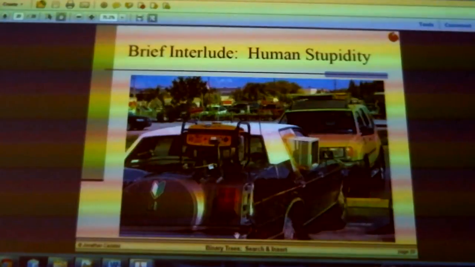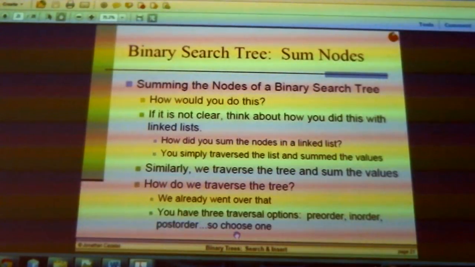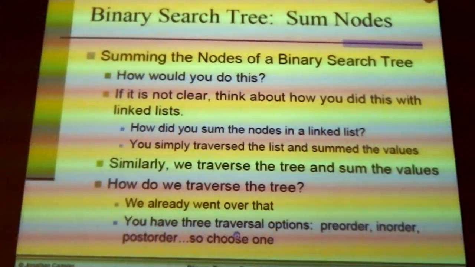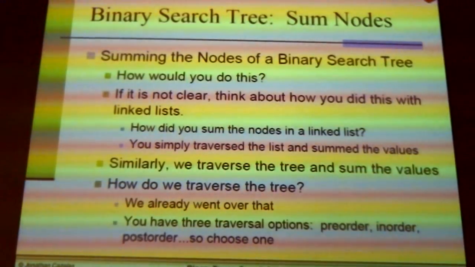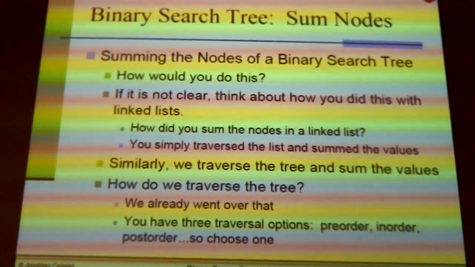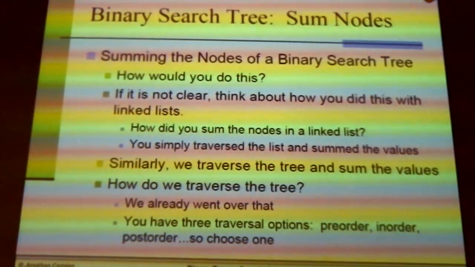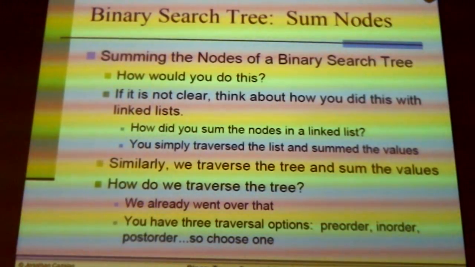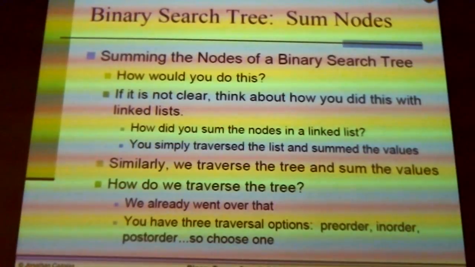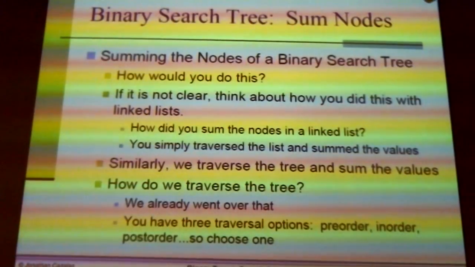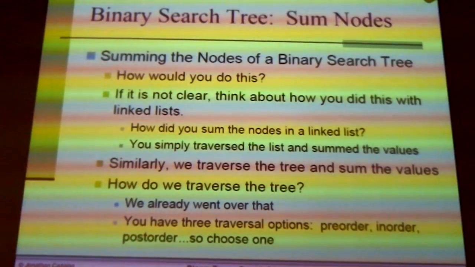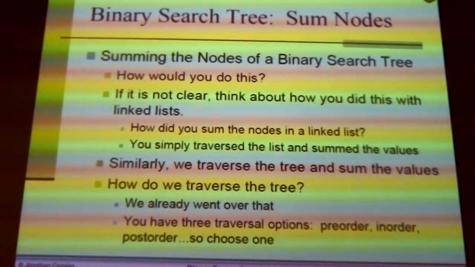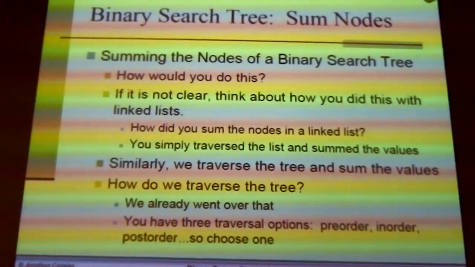Okay, so here's one thing you may be asked to do: sum all the nodes of the binary search tree. So how would you actually do that? With a linked list it's pretty easy, because you could just continue walking through your linked list until you found next equal to null, then you found the end of it, and you're done. How do we do that in the binary search tree?